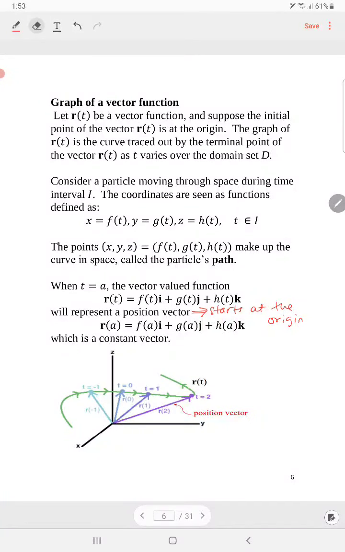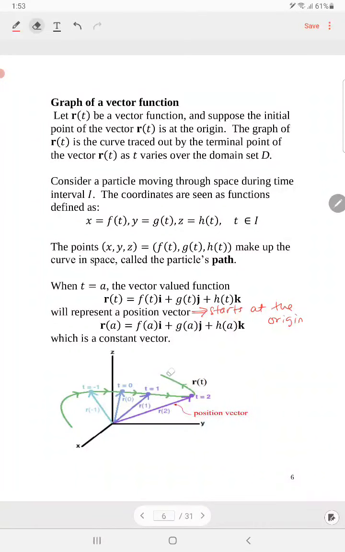That happens when you replace t with a value, let's say a. So here we have t equals -1, 0, 1, and 2. Then you connect all the endpoints of the position vectors, and what you get is the curve for your vector function r of t.